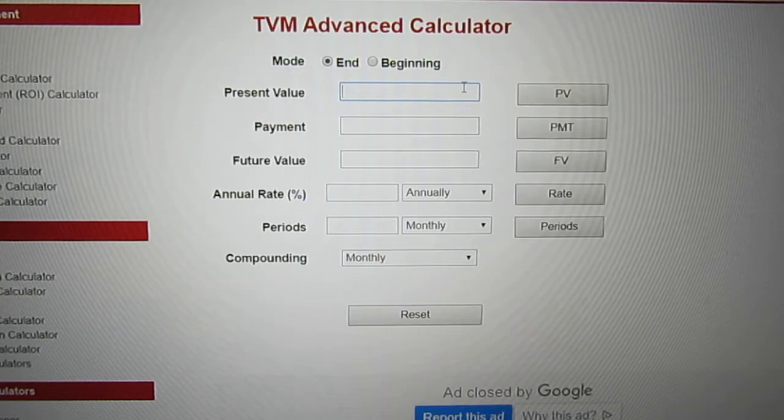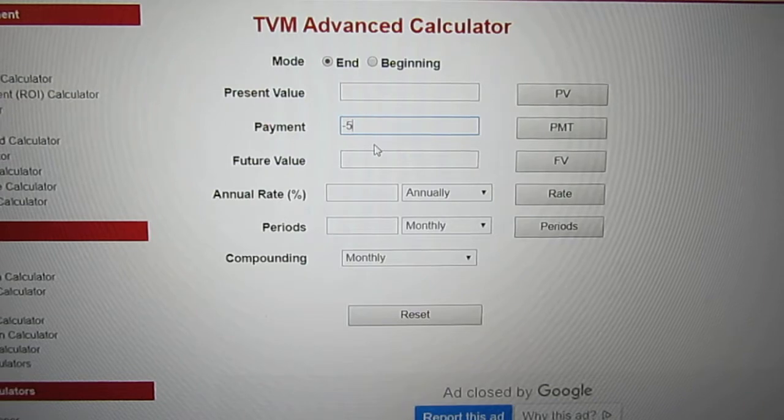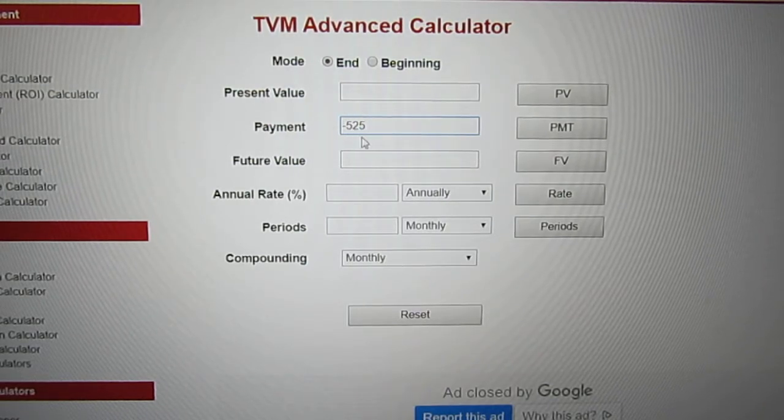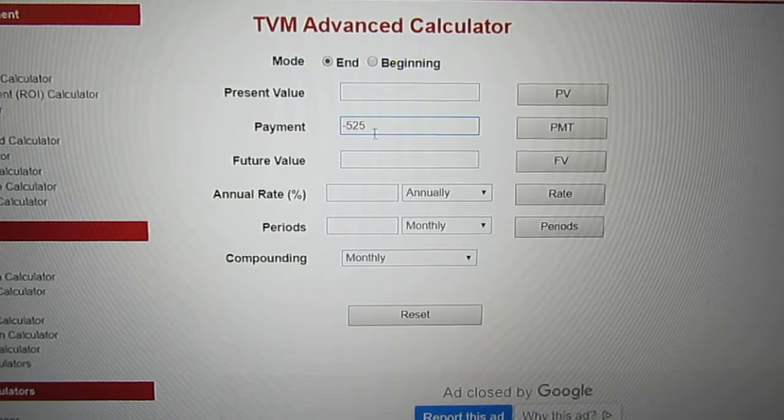So the first thing to do would be to write the present value if we knew it, but we don't. That's what we're trying to figure out, how much we can afford to borrow. That's your present value, the loan. The question tells us the payment is $525. Always make your payment negative. Notice the minus sign I put here. Payment is always negative. Your future value, when you're doing a loan, is always 0.